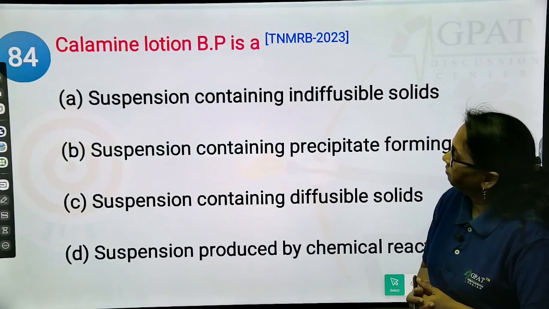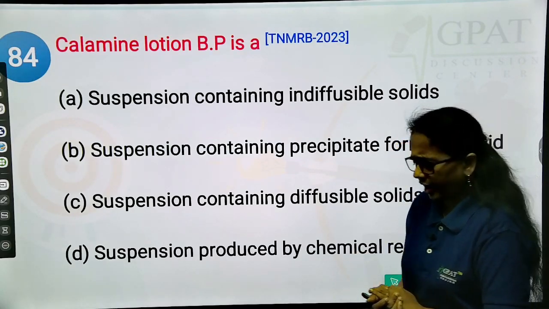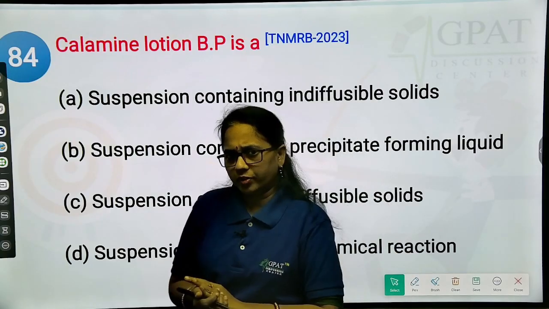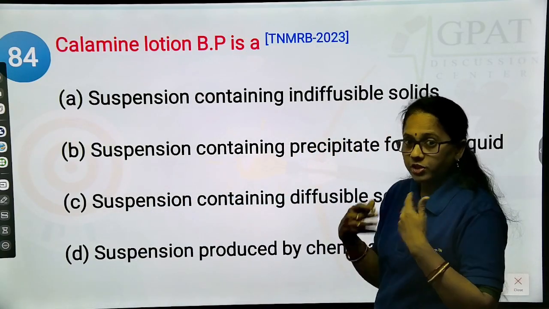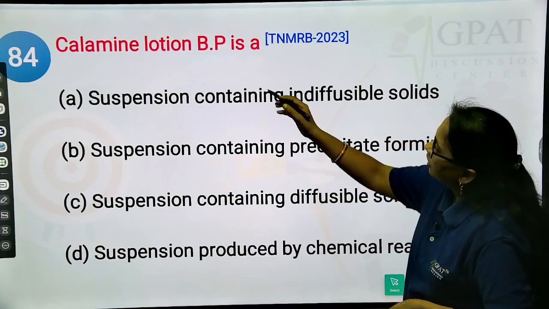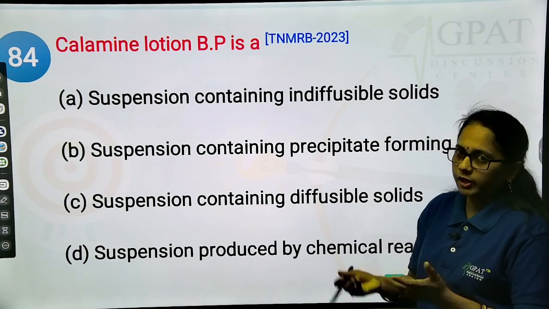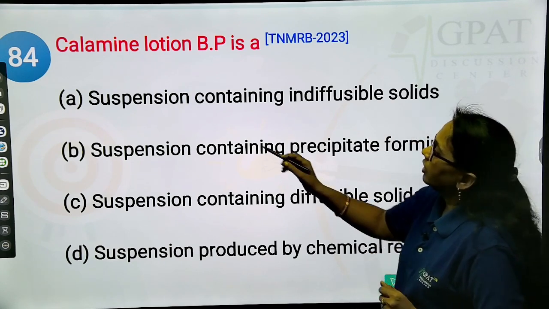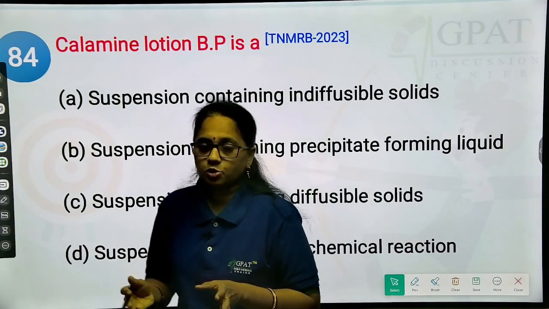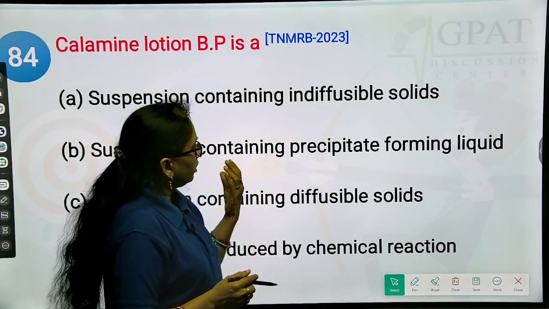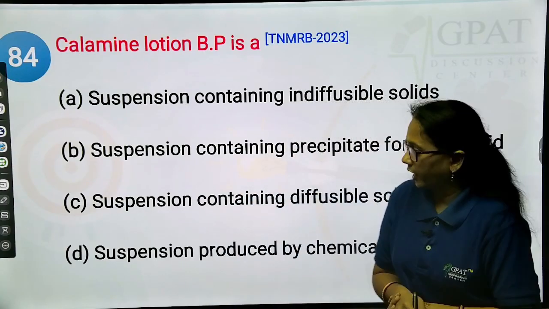Now, let us see the next question, that is calamine lotion. In so many advertisements we have seen this calamine lotion, which is official in so many pharmacopoeias. Now they have asked about calamine lotion BP, British Pharmacopoeia. So what type of formulation is it? Suspension containing indiffusible solids, it is a lotion. So, from the word lotion itself we can come to know how the formulation looks.